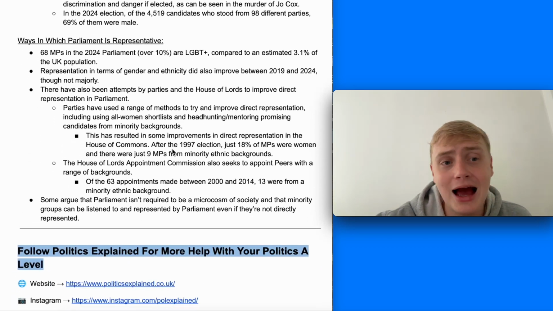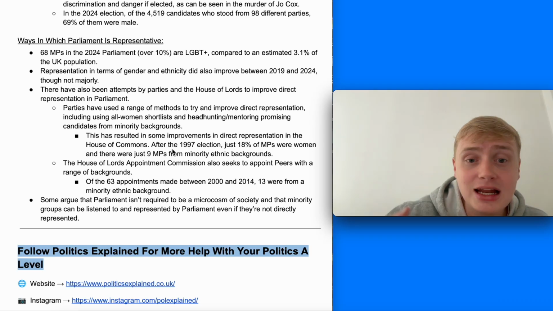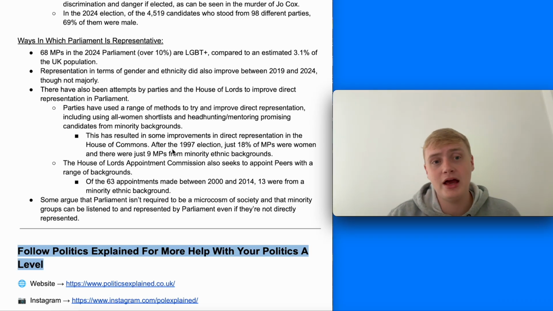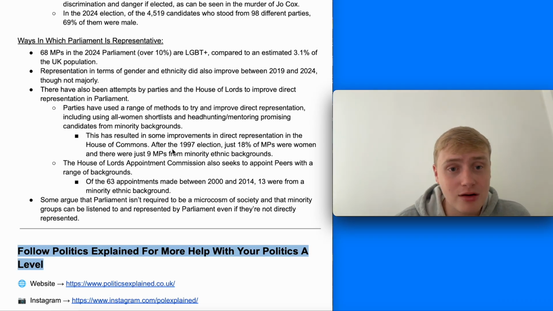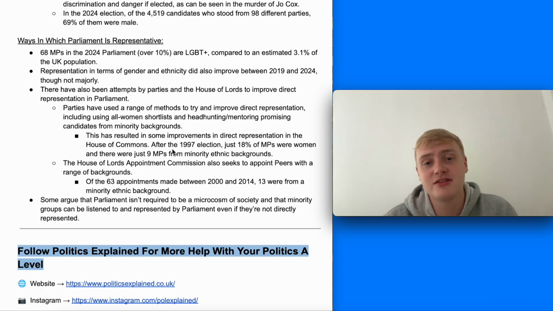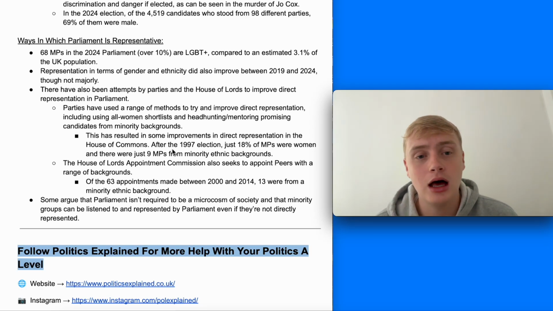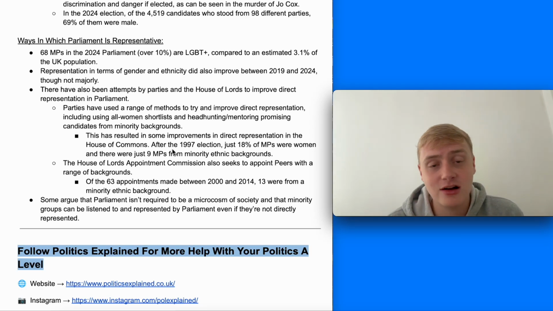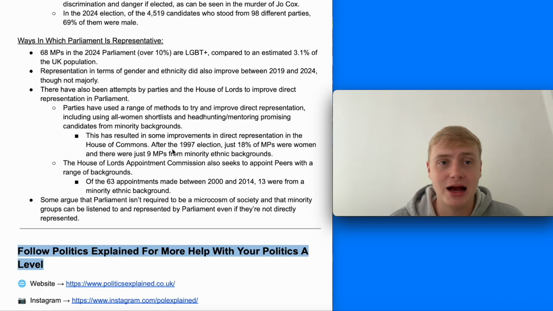On the other hand, we can look at the fact that there have been attempts by parties and the House of Lords to improve direct representation. So you've seen significant improvements. After the 1997 election, just 18% of MPs were women, and 9 MPs were from minority ethnic backgrounds, and that has significantly improved, whilst the House of Lords Appointments Commission also seeks to appoint peers with a range of backgrounds, whilst LGBT representation is really effective in the House of Commons in particular, and in Parliament as a whole.